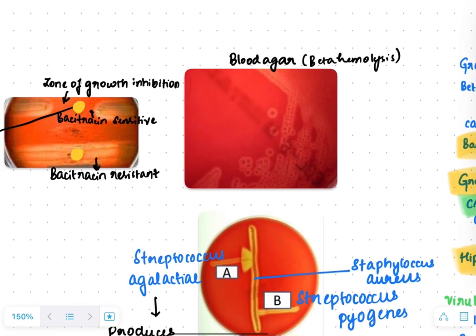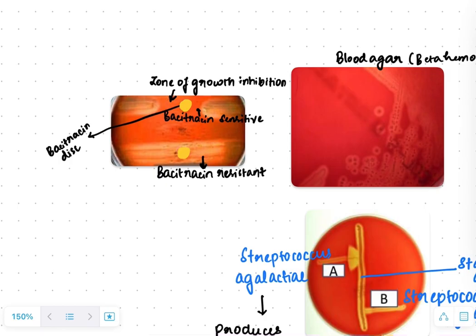In this picture we can see beta hemolysis on blood agar in Streptococcus agalactiae, and a bacitracin disc placed. Whenever the growth is complete, like in bacitracin resistant cases, as we can see below, it is resistant because the growth is continuous. Whereas whenever the organism is bacitracin sensitive, the antibiotic is acting against it, and the growth is inhibited at that zone, that is, we can see a zone of growth inhibition. So the sensitive one is the pyogenes and the resistant one is the agalactiae.